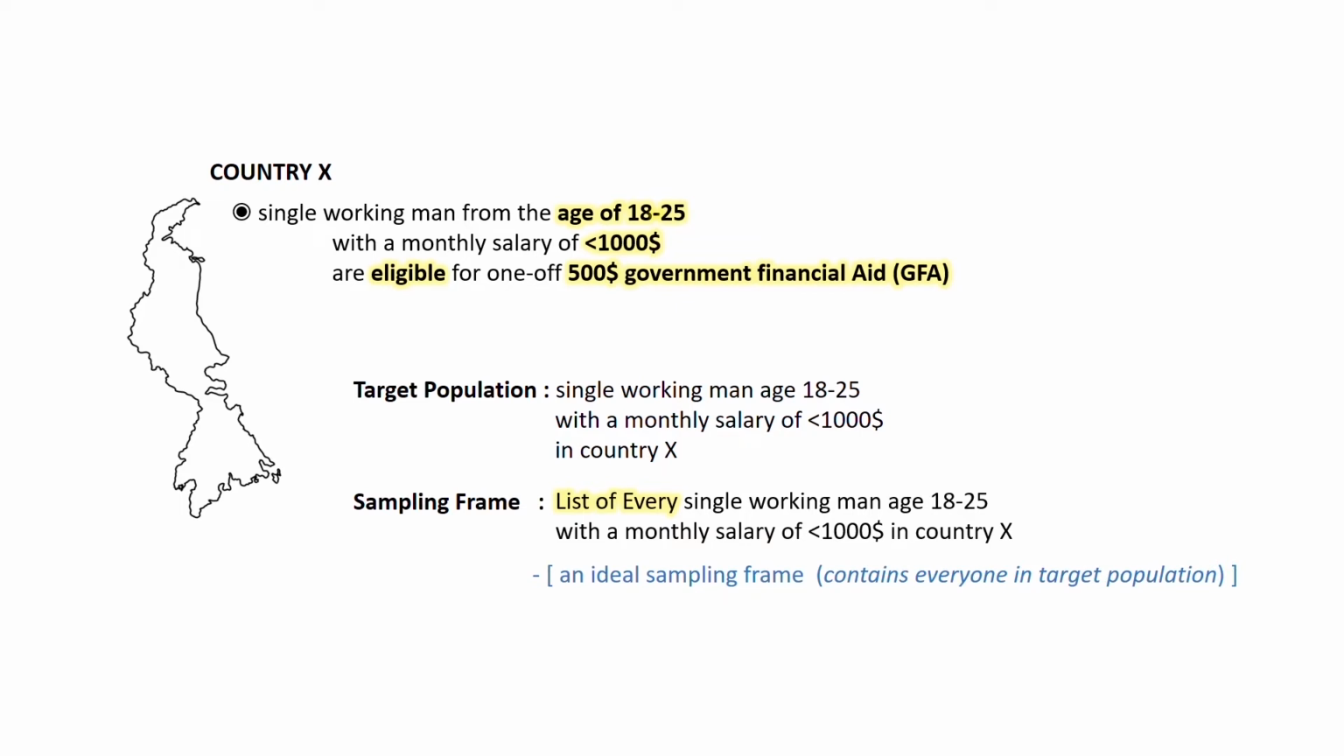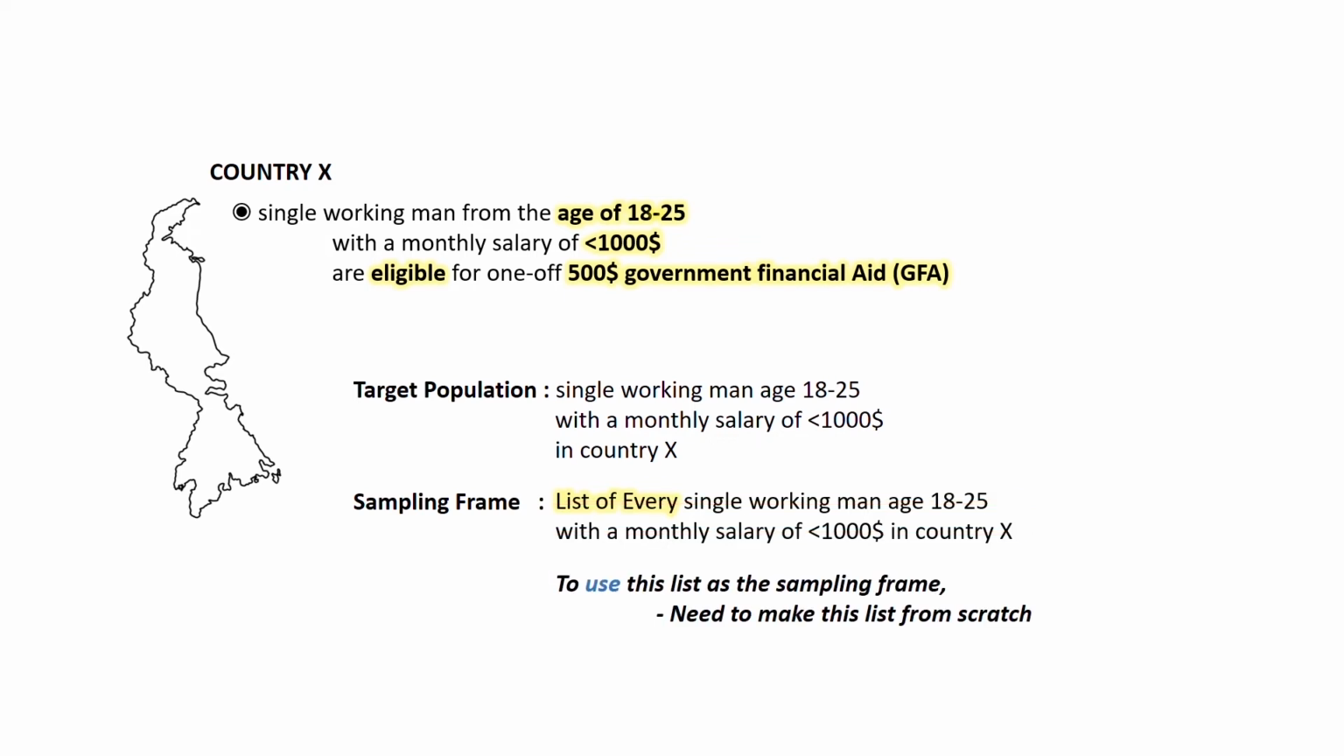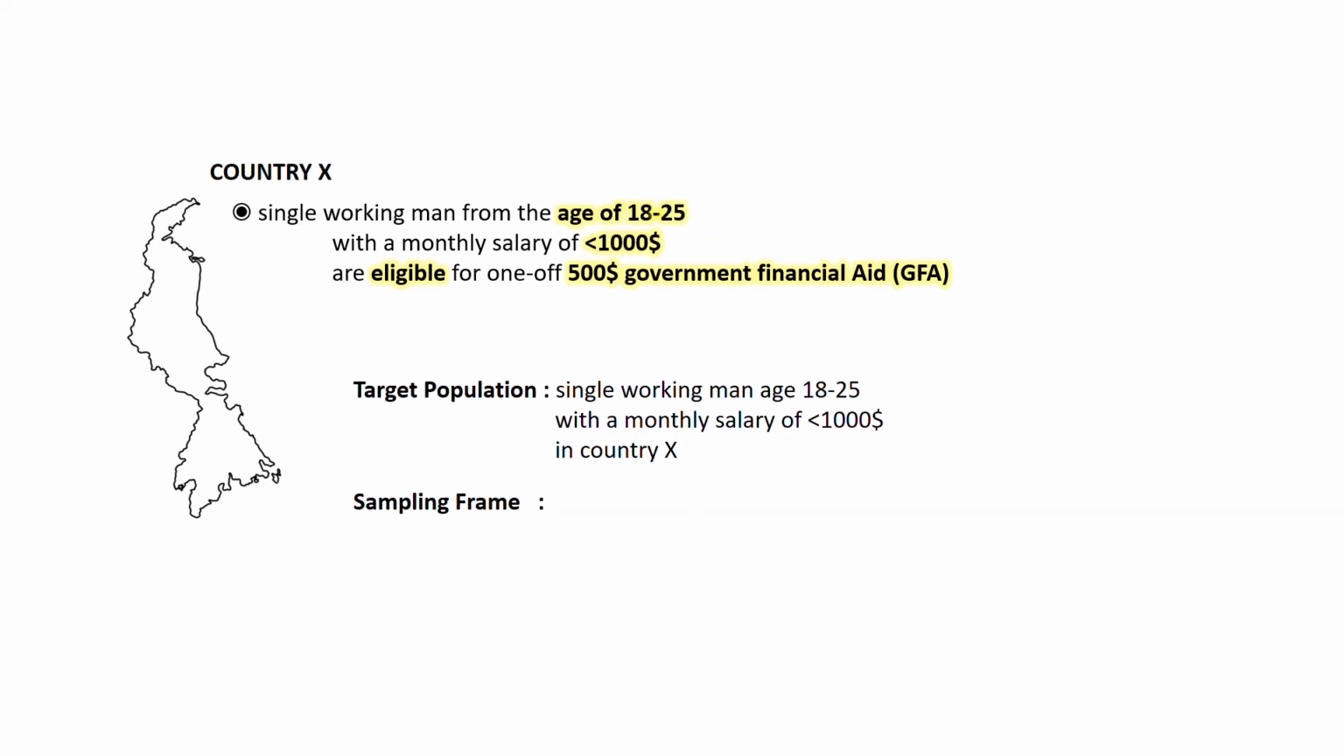Although this is an ideal sampling frame because it contains everyone in the target population, like in the first example, there is a problem: this list doesn't exist. What I mean by doesn't exist is that not even the government has this list. It's not a ready-to-use list, because some people don't have their salary info in any documented system. So a list of everyone is impossible to get. To use this list as the sampling frame, we need to make it from scratch, which can consume lots and lots of valuable time and resources. And honestly, it's impossible to even do this. So we cannot use that as our sampling frame.